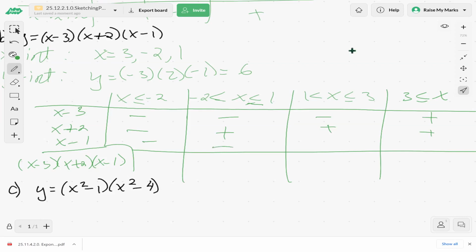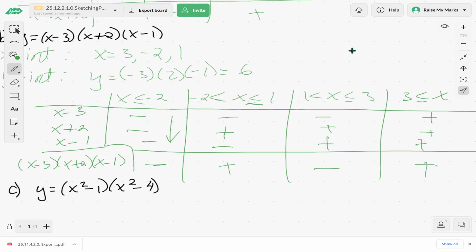Negative when x is between negative 2 and 1. Positive when x is between 1 and 3. And positive when x is greater than or equal to 3. Our function is a product of these three factors. On the first interval, we go down the column. Our function is negative. On the second interval, it's positive. Third interval, it's negative. And fourth interval, it's also positive.